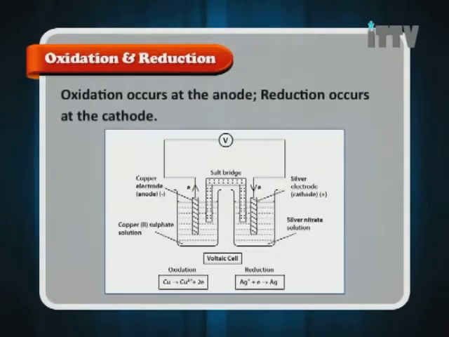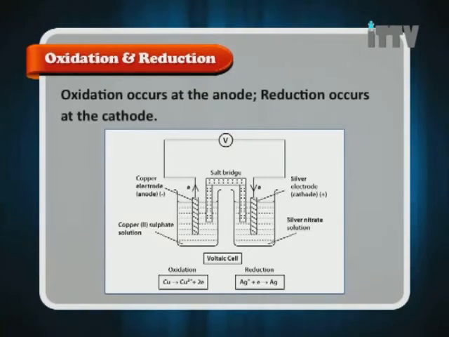Now let's have a look at the differences between electrolytic and voltaic cell. For electrolytic cell, the type of electrode should be the same, while for voltaic cell, the type of electrode is different. Energy change for electrolytic cell is from electrical to chemical, while for voltaic cell, it will be from chemical to electrical. The cathode in electrolytic cell is the negative electrode, while for voltaic cell, it will be the positive electrode. The anode in electrolytic cell is the positive electrode, but for voltaic cell, it is the negative electrode.